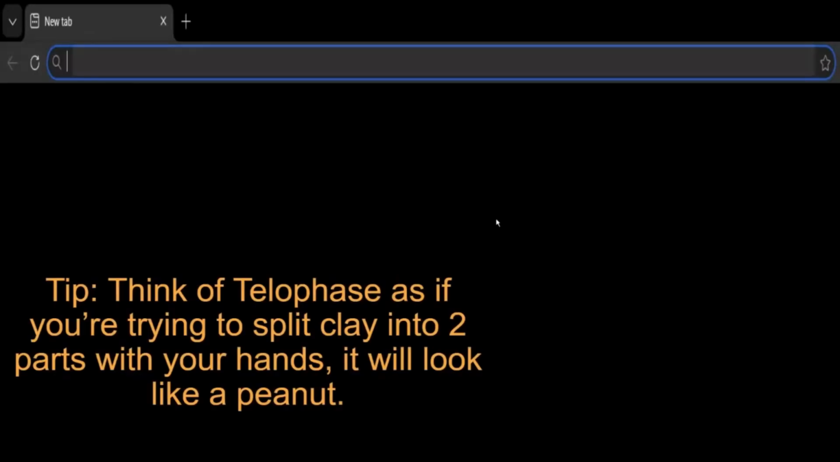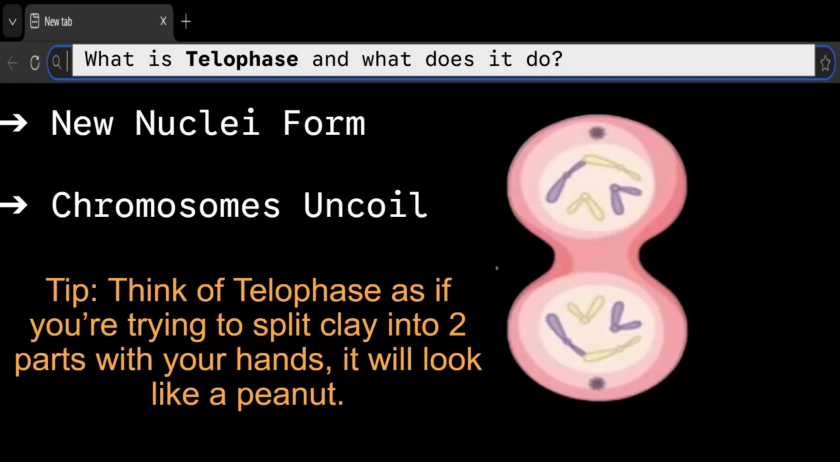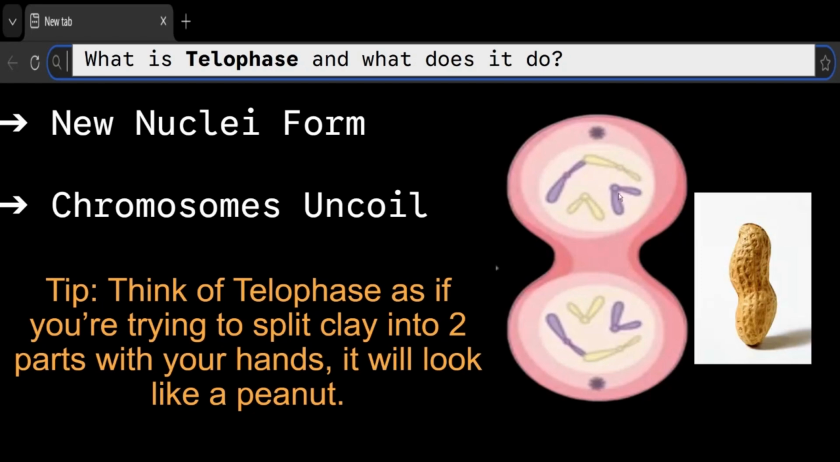So what is telophase and what does it do? Telophase forms new nuclei and chromosomes uncoil. A tip when thinking of telophase: think of it as if you're trying to split clay into two parts with your bare hands. It will look like a peanut. In the cell image on the right, the two identical daughter cells are beginning to split into two equal parts rather than just being connected together the whole time.